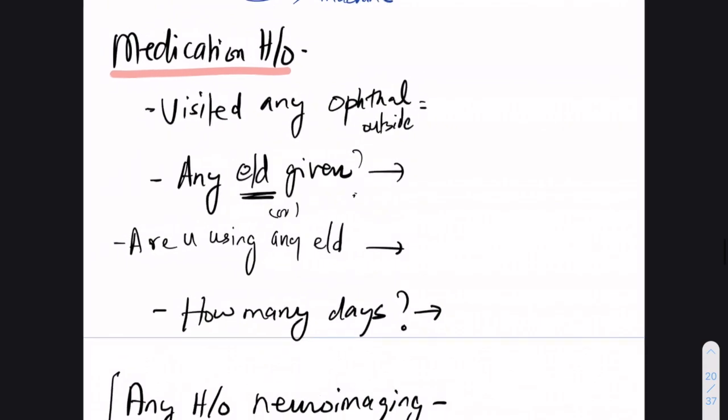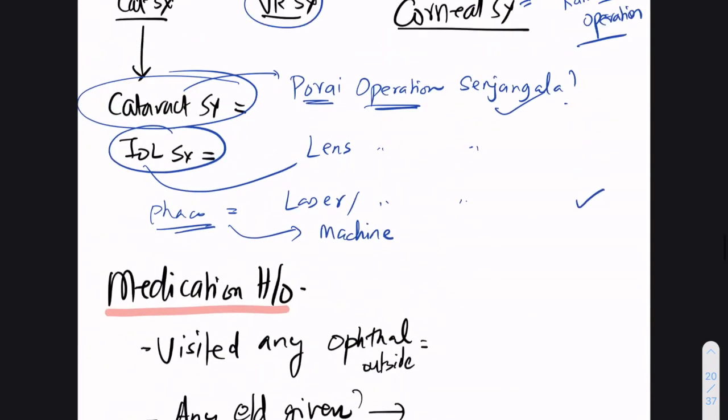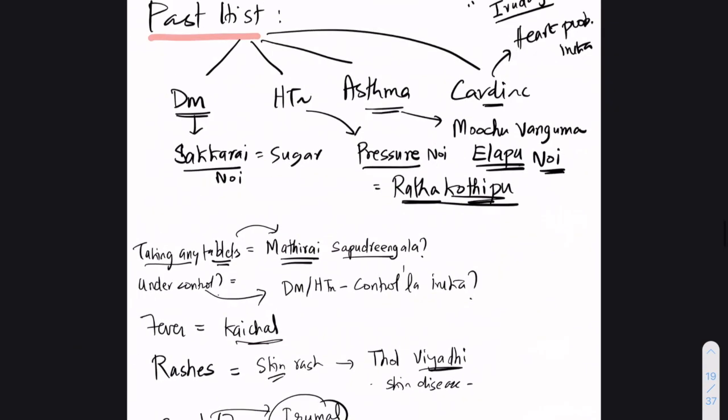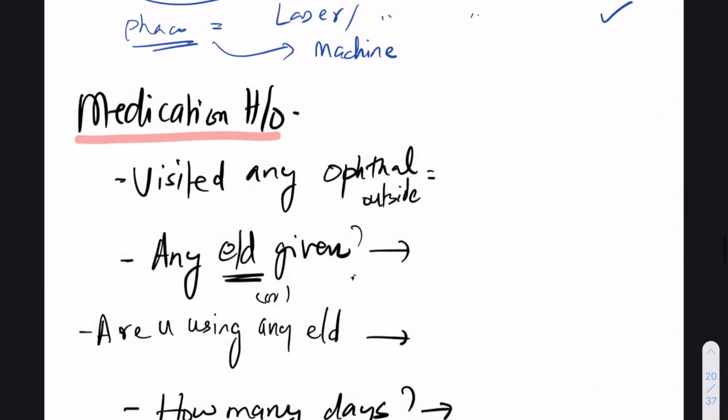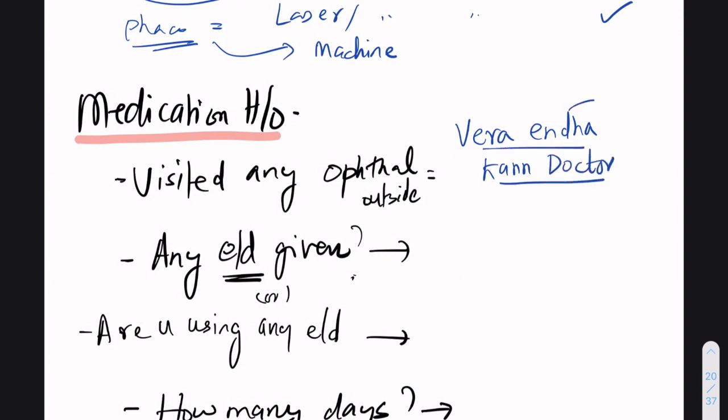Now, medication history. We just dealt with some of the common systemic medications. We'll talk about the specific ocular medications. In the past, the patient might have been through some other hospital. So you should ask: have you visited any other ophthalmologists outside? வேற எந்த கண் டாக்டரை பார்த்தீங்க. வேற எந்த means which other.